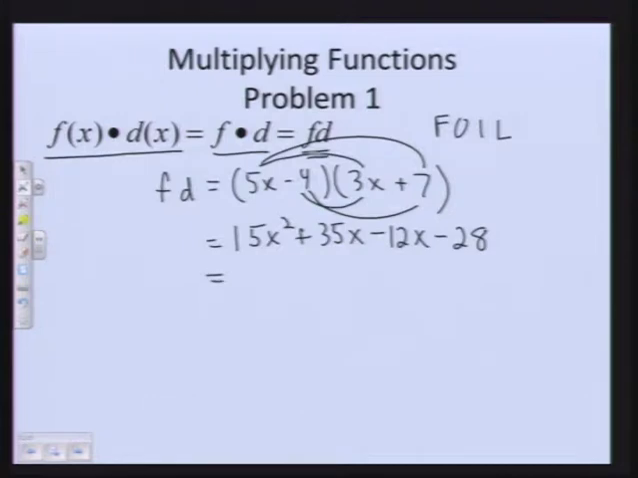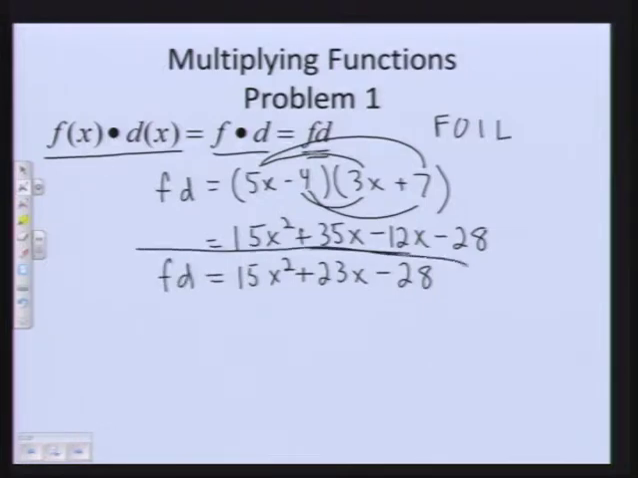Now to finish simplifying this, usually the middle two terms will combine. And so we get 15x squared plus 23x. 35 minus 12 would be 23, minus 28. So that is our new function f times d. Now again, ask ourselves about the domain, we have no variables in the denominator and we have no square root. So in this case, the domain, if you're asked for the domain, is all real numbers.